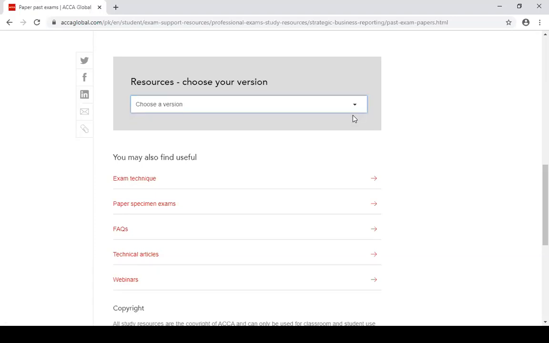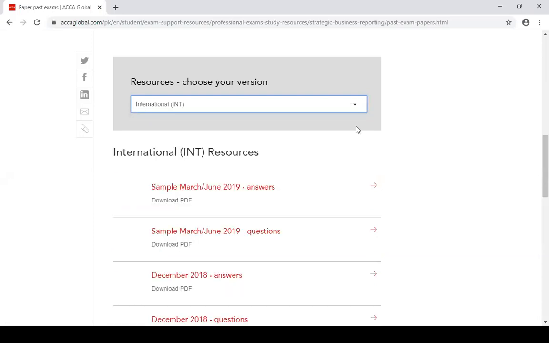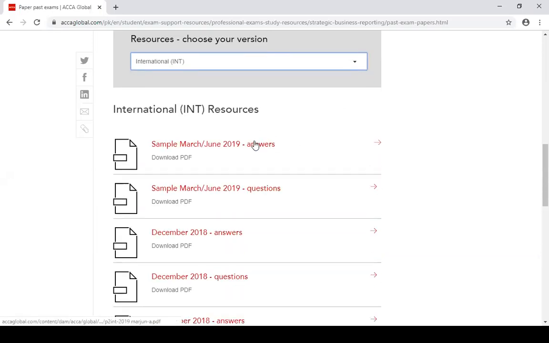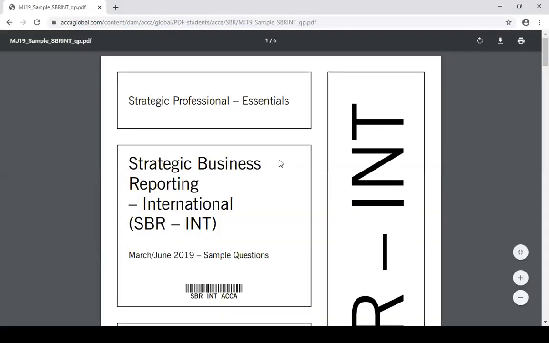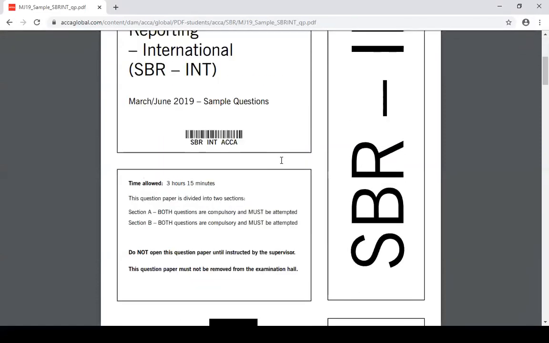And nothing happened. Choose international variant. So there's the sample paper of March, June 2019 with the answer and the question. So let's open the question. So this is March, June 2019, a sample question.